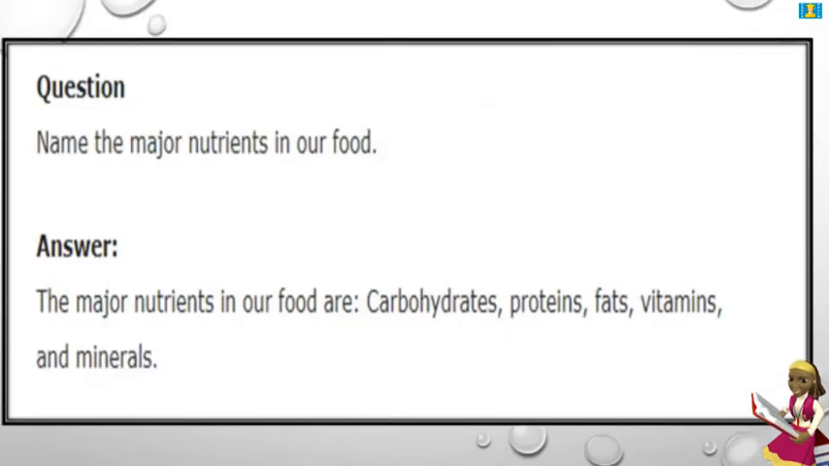Chapter 2, Components of Food. And the question is, name the major nutrients in our food. Answer: the major nutrients in our food are carbohydrates, proteins, fats, vitamins and minerals.